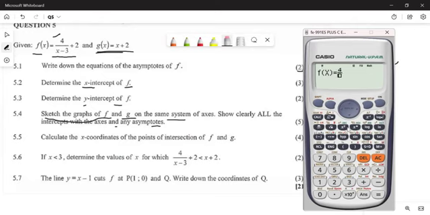4 over alpha x minus 3, ne? And then it says plus 2 and then equals 2. And on g of x, we're not going to put anything. Like we do them one by one separately, ne? So that we don't confuse ourselves.